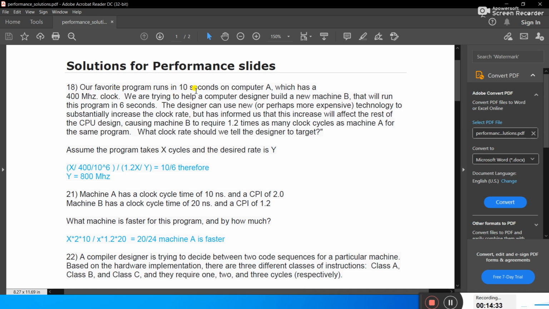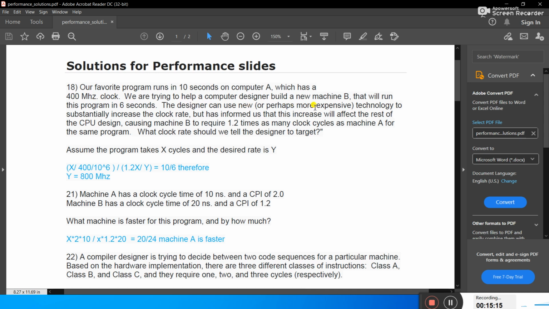Our favorite program runs in 10 seconds on computer A. This is also a CPI and clock frequency based question. We are trying to help a computer designer. There is already a machine, computer A, and another machine B is going to be designed, which can execute the program that takes 10 seconds on machine A in 6 seconds.